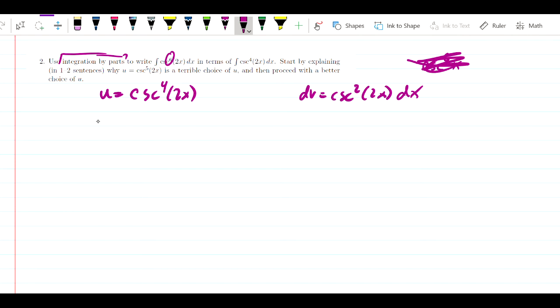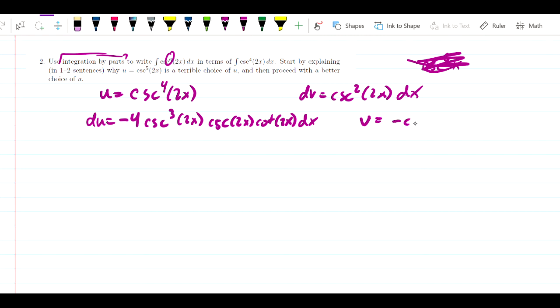So here you have du is equal to, actually it's going to be negative, so negative 4 cosecant cubed 2x cosecant 2x cotangent 2x dx, and v is going to equal negative 1/2 cotangent 2x. Okay. So, I actually forgot one thing here. I forgot the chain rule step. I have to multiply that by 2 dx there.